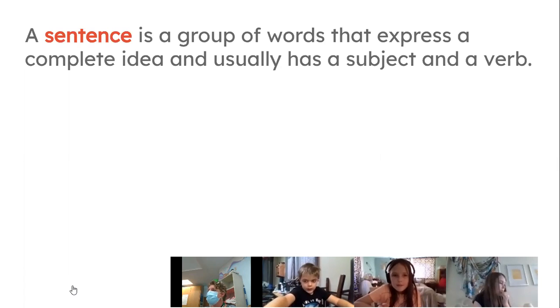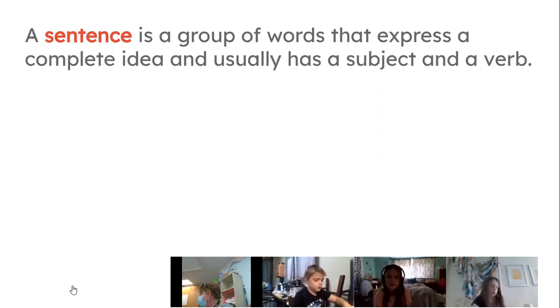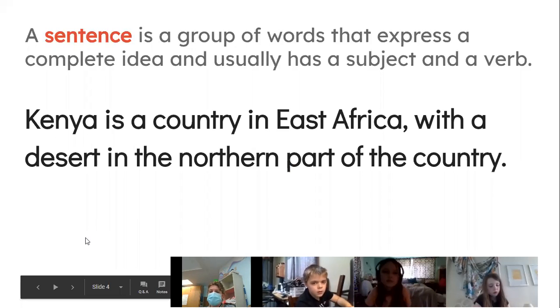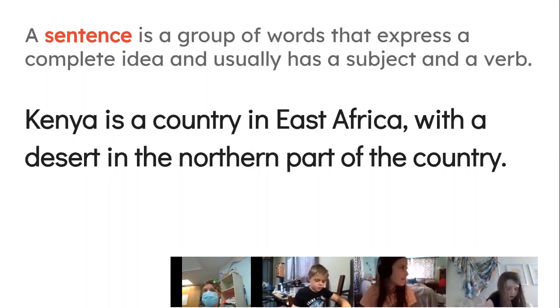We have been working on that over and over and over again. So we really have a concept of what a sentence is, don't we? At this point, we have sentences. So this is an example of a sentence. Kenya is a country in East Africa with a desert in the northern part of the country. Is that informative? Yes. Does it teach somebody? Yes, definitely. It's a complete idea.